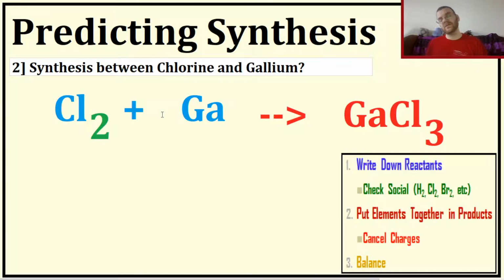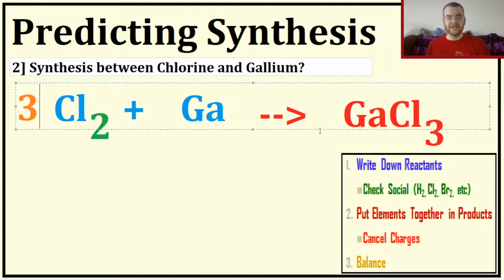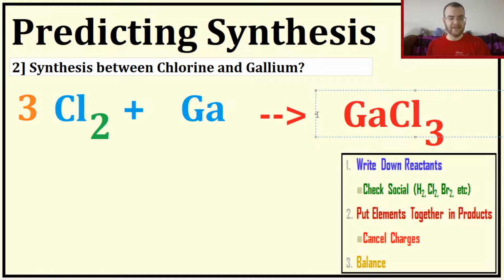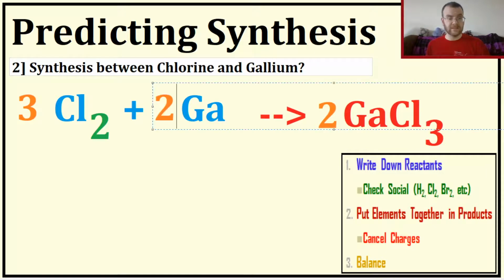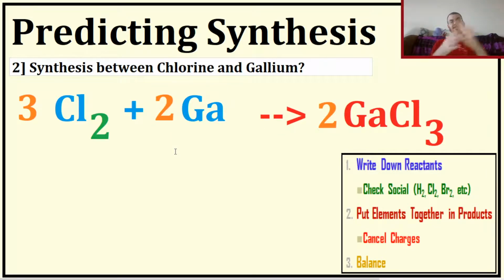I got 2 chlorines on the reactants, 3 chlorines on the products. I make them both into 6. That makes them nice and balanced. And as I look, I then have 1 chlorine in the reactants, 2 chlorines in the products. So I put a 2 there, and we're done. Everything works, so we're good.